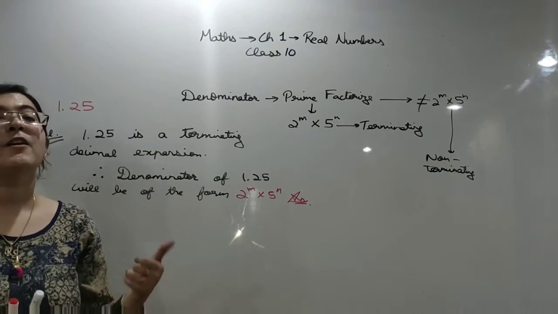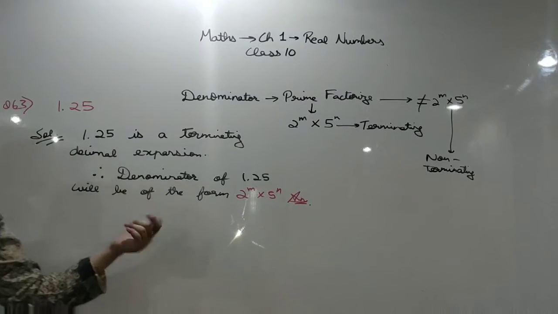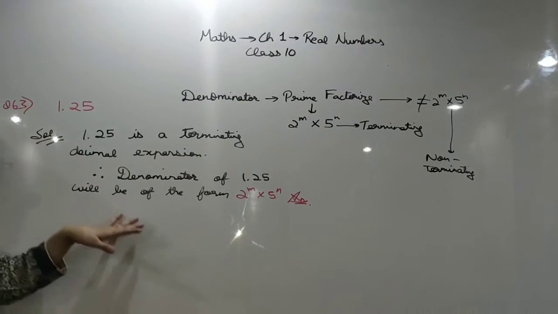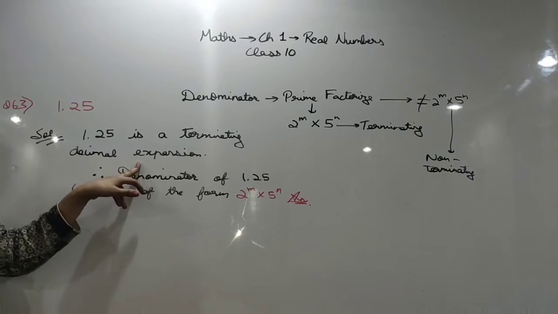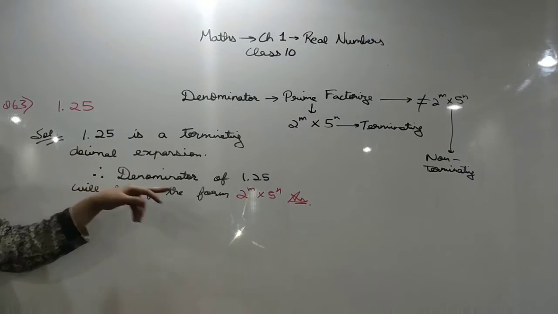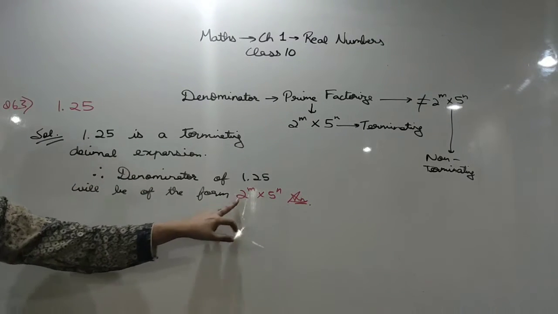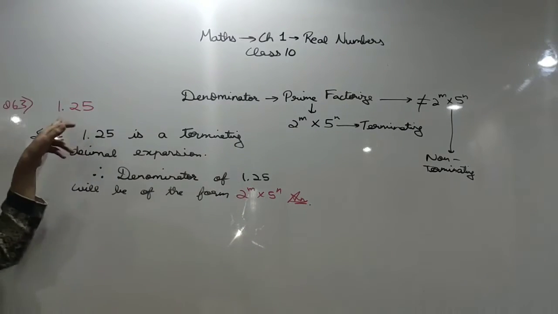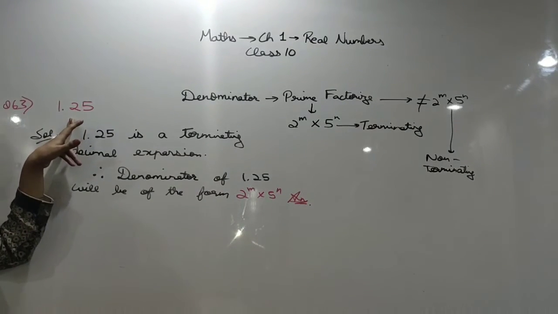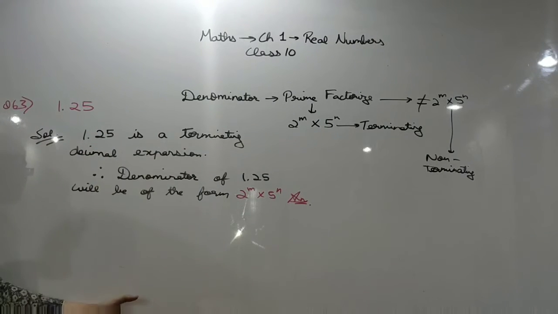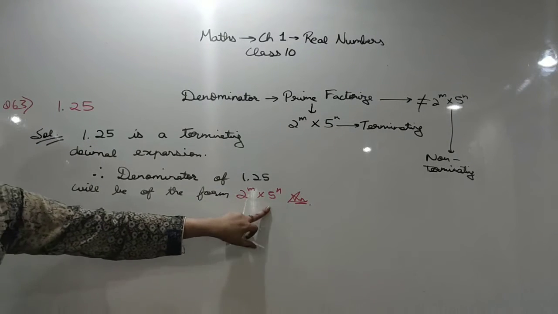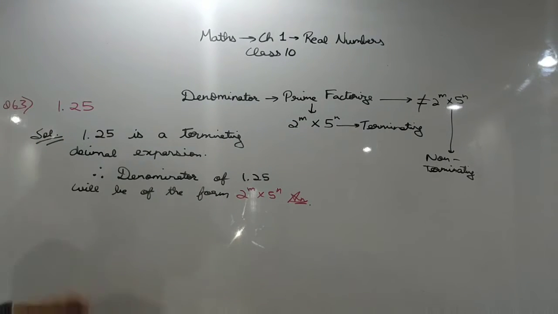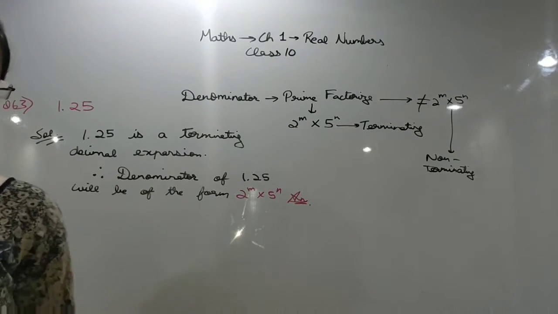What was your question? What can you identify about the denominator of this given decimal expansion? So what are we doing? Because it is a terminating decimal expansion, its denominator will be of the form 2 to the power m into 5 to the power n. If you want to check, you can check it. It can be written as 125 upon 100. Prime factorize 100. You will get it in this form. Is it clear?